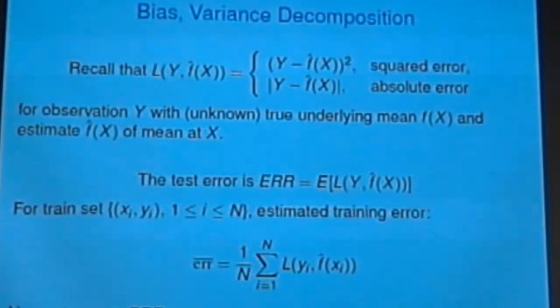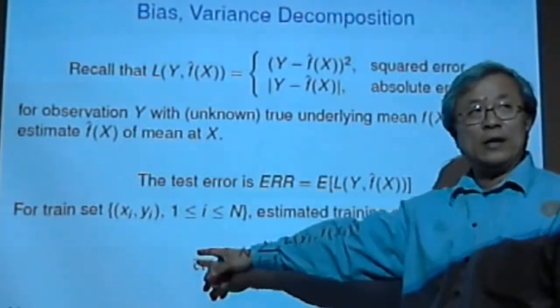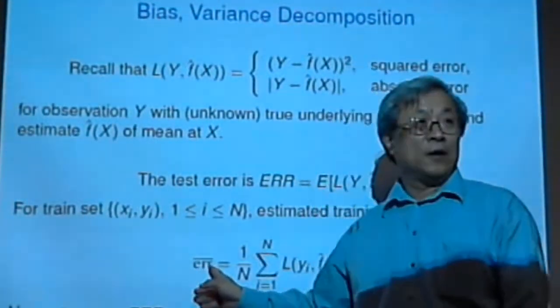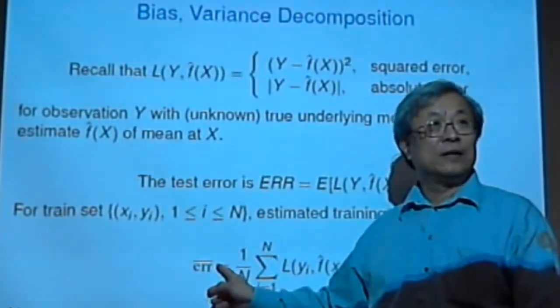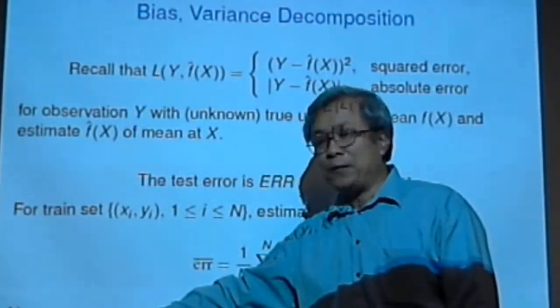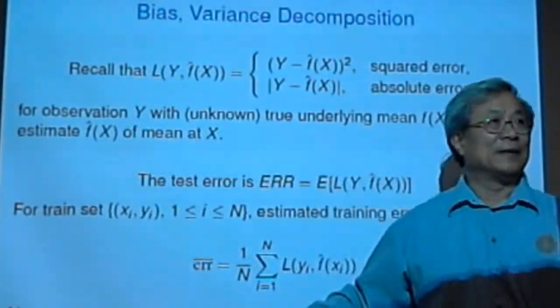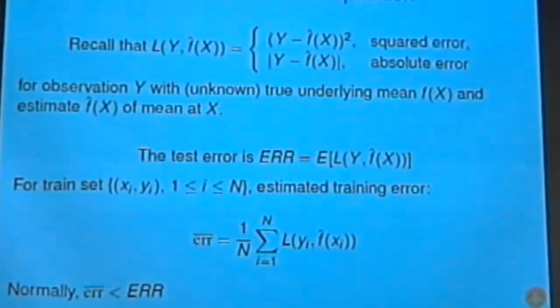And for the training set, the estimated training error would be just the error rate. It's the one that we obtain from the confusion matrix, right? And that is denoted by this. And remember we mentioned this is called the apparent error rate, from the training set. Apparent error rate usually underestimates the actual error rate. Remember we mentioned that.